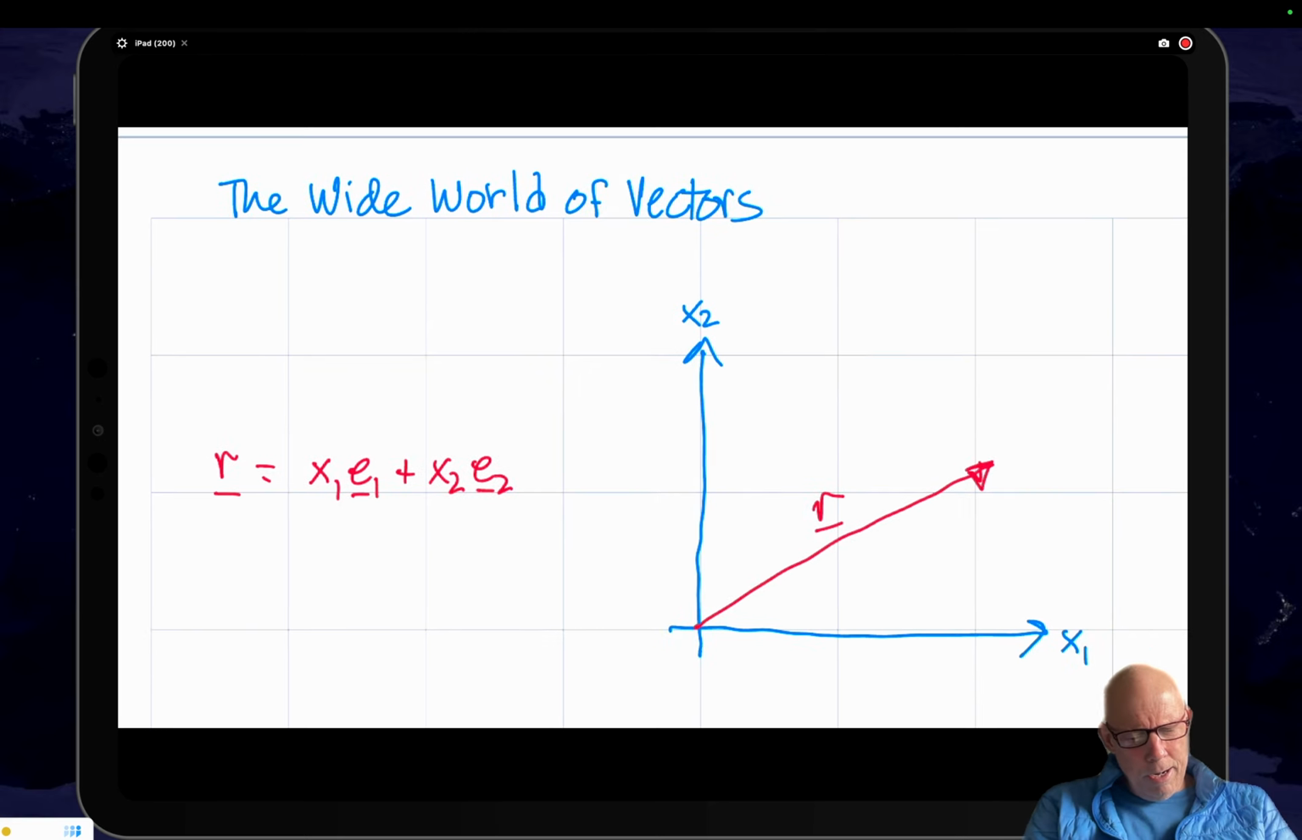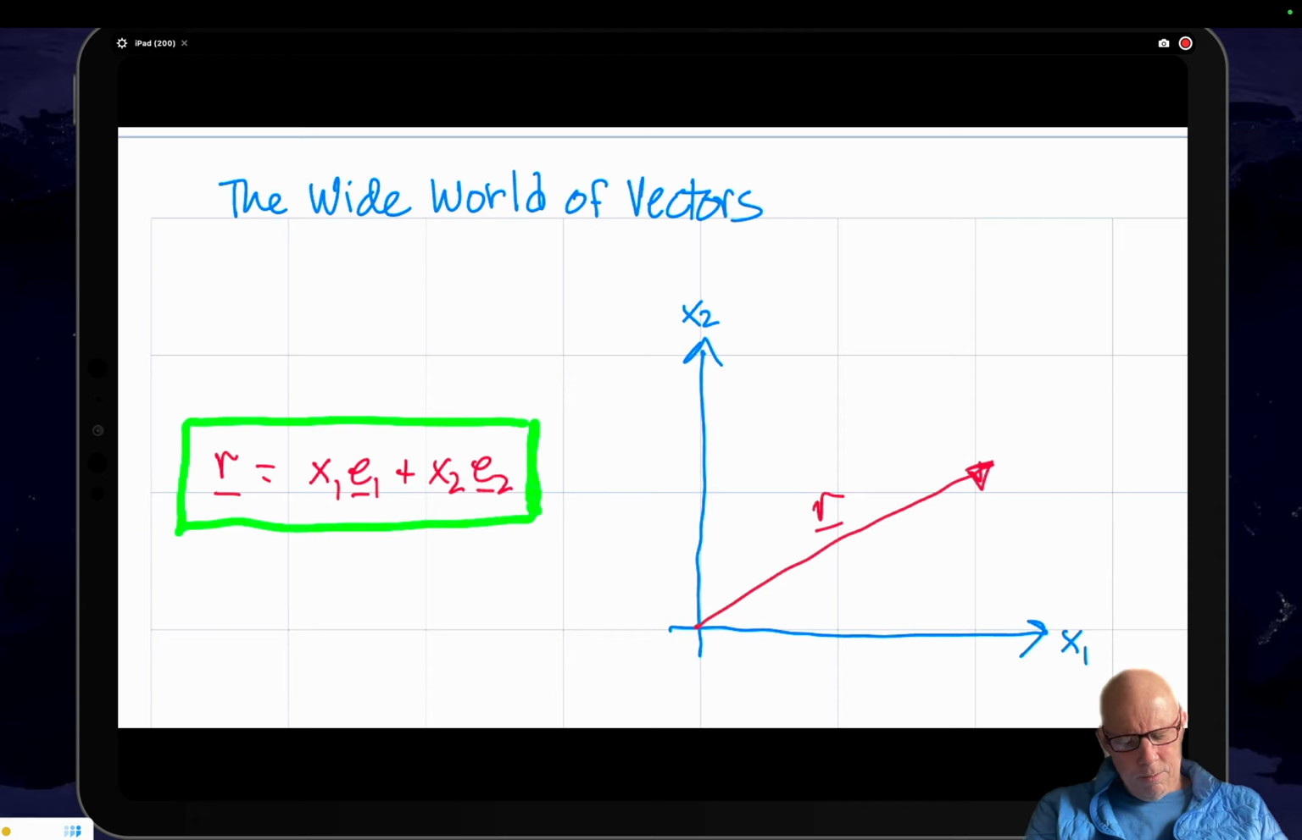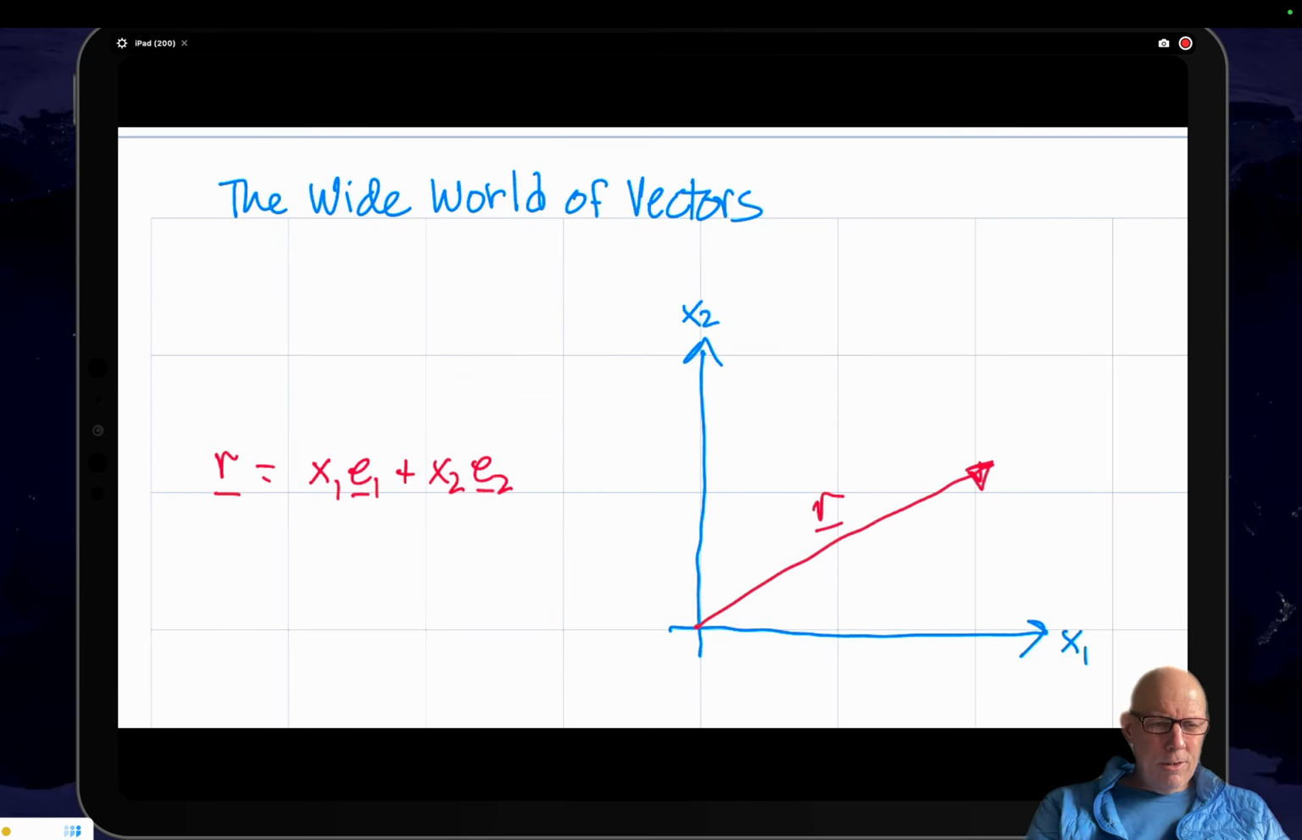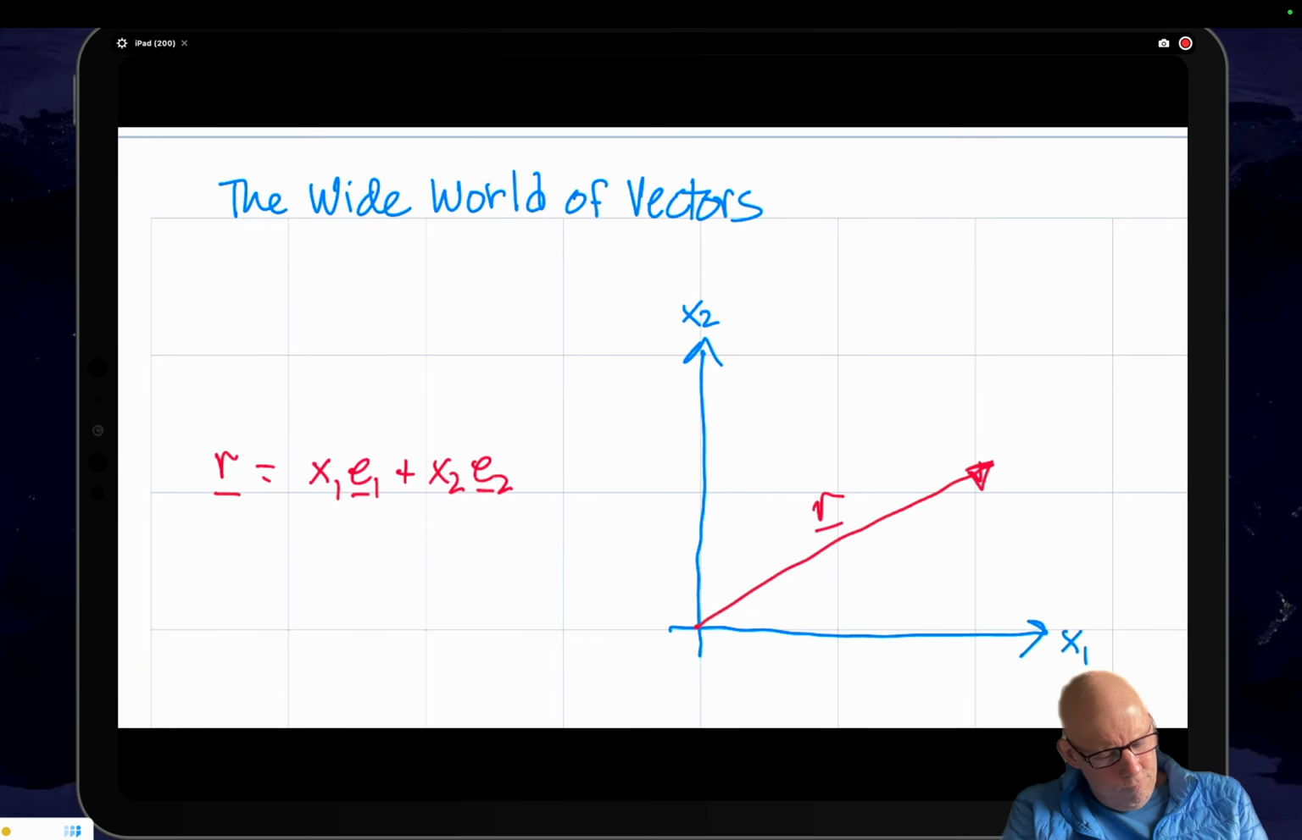So just as a reminder, I think most people are used to the idea that a vector, like this one shown here, can be written as a linear combination of weights, which I'm calling x1 and x2, times the basis vectors e1 and e2. Those basis vectors are pointing along the two coordinate axes, as I show here.